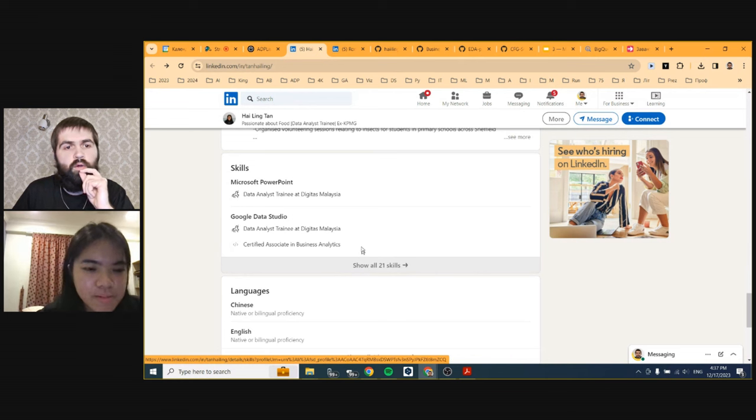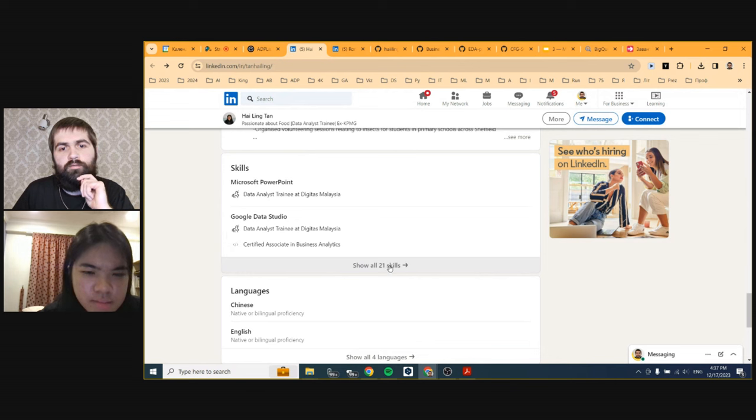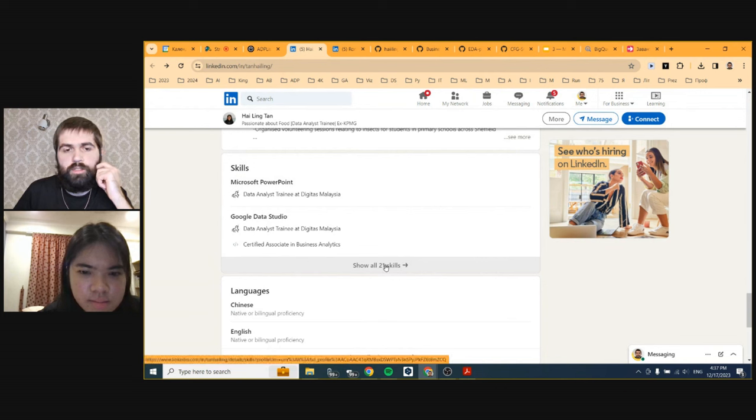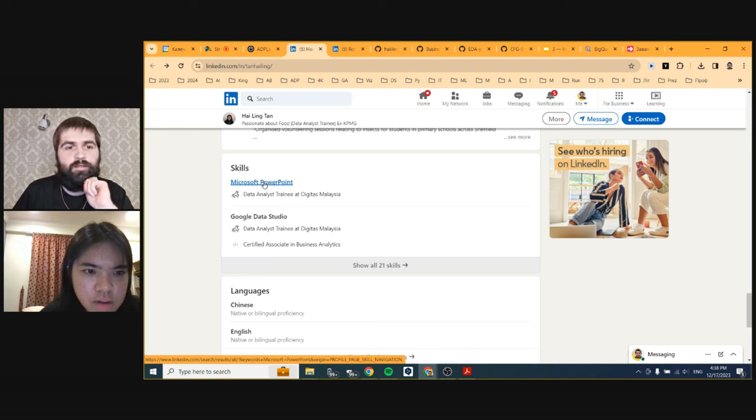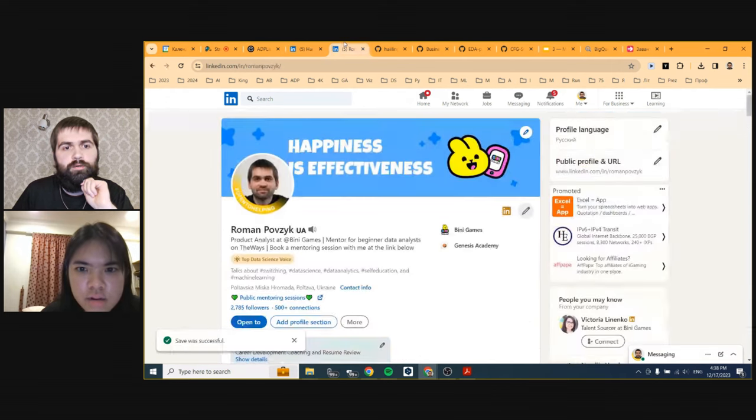Also, you have 21 skills, but only two of them that people could see without clicking on this section. So my advice is try to set the major ones here. In my view, the major ones will be SQL and maybe some visualization stuff like Power BI or Tableau, or maybe Excel, Google Spreadsheet. So it's Power BI that's the most valuable tool for the data analyst profession. Oh, okay.